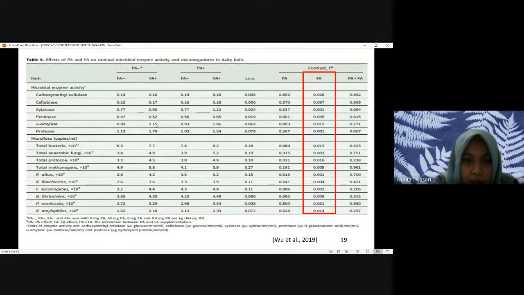And this one, I would like to show another author who also showed the effect of folic acid on microbial enzyme activity and the microflora. So we can see here that with the addition of folic acid, there is an increase in microbial enzyme activity, and also in the microflora in the rumen.